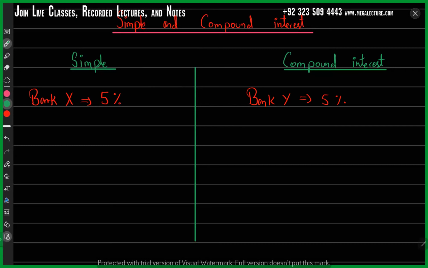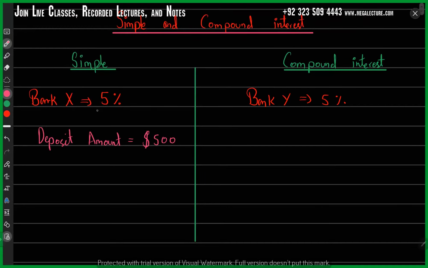So for example, I assume that my deposit amount is, let's say, $500. Okay, now please pay attention. Deposit is a very simple word. We all know our money is basically in the bank. We deposit money there. So I have deposited $500 at Bank X, and Bank X is offering 5% simple interest. For now, you only know what simple interest is.